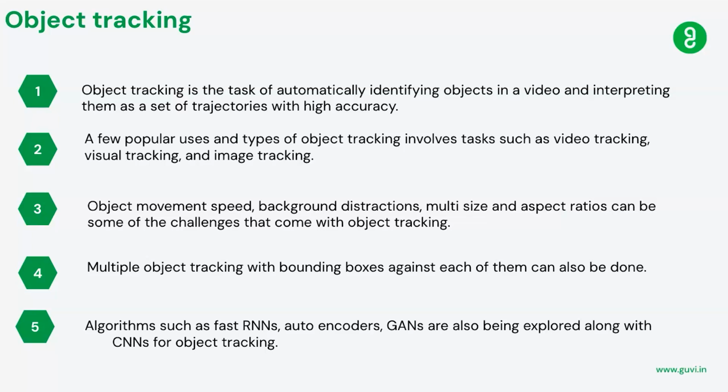Now, multiple object tracking with bounding boxes can also be done using object tracking tasks. So you can not only track just one single object, you can also track the relative positioning of different objects on how they are moving in a particular video, like how it happens with self-driving cars. And then you can allow your model to learn from those capabilities. To do this, we use models such as fast RNNs, autoencoders, GANs, and recently there are a lot of improvements with generative models that have come up that help you identify those scenarios.